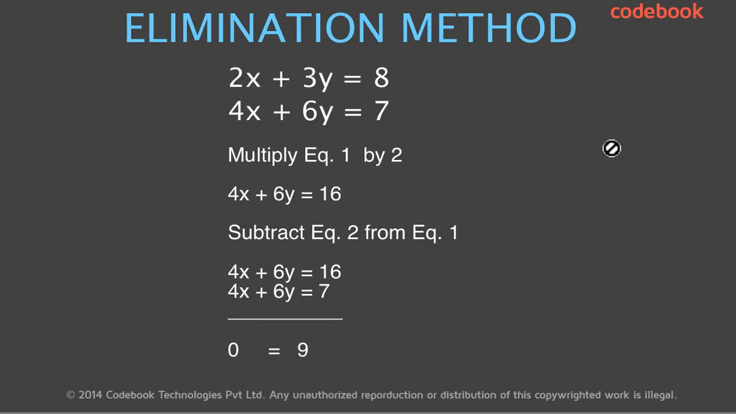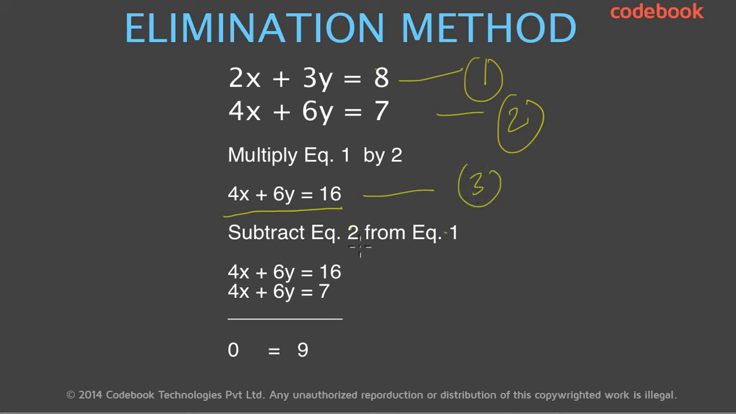Let's look at one more example. Here we have been given 2x plus 3y equal to 8 and 4x plus 6y equal to 7. Let's call it equation 1 and this one equation 2. In order to eliminate one of the variables, we need to make those coefficients the same. If you multiply equation 1 by 2, you will get 4x plus 6y equal to 16. So this is your new equation 1. Let's call it 3.